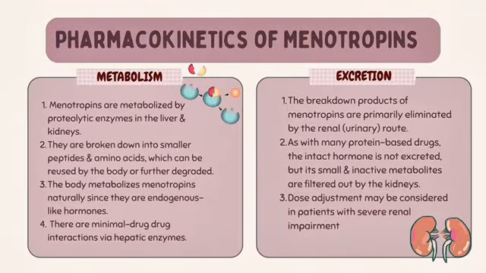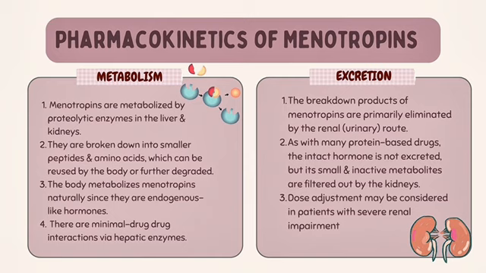Being glycoproteins, menotropins do not cross the blood-brain barrier and don't easily enter cells, so they act mainly on the surface receptors. They are metabolized gradually by enzymes in the liver and kidneys, breaking down into smaller peptides and amino acids. These components may be reused by the body or further broken down.